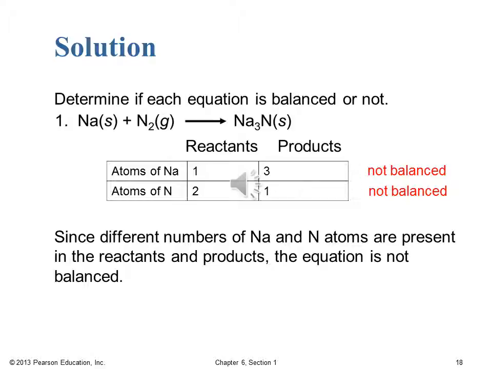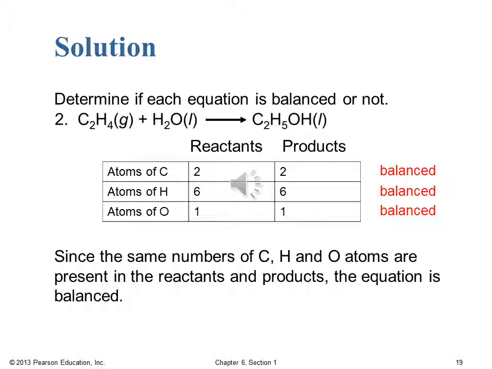Of course, to balance it, what are we going to do? Well, first of all, let's take a look at the nitrogen because the nitrogen's a diatomic, so it means we're going to have to have those in a whole number ratio. So to get the 2 atoms of nitrogen on the product side, we would put a coefficient of 2 out in front of the Na3N, and now that gives us a total of 6 atoms of sodium. So we'd have to put a coefficient of 6 in front of sodium. We'd keep nitrogen just as N2 because we wouldn't show the coefficient of 1. So if you want to complete this, there'd be 6 Na solid plus N2 gas yields 2 Na3N solid.